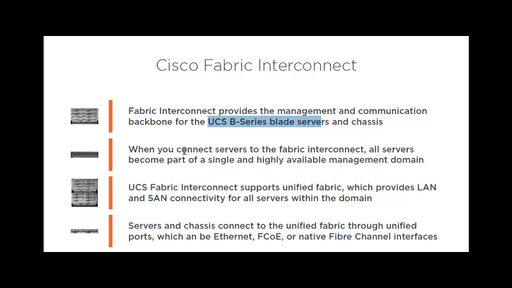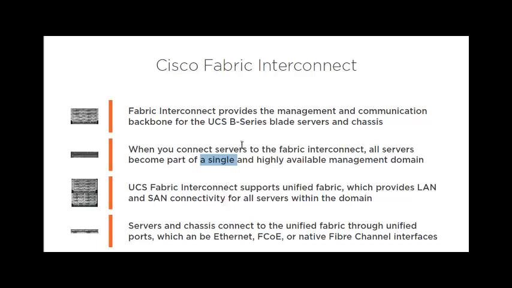Not only that, when we connect the server to the Fabric Interconnect, all servers become a part of a single and highly available management domain. So we got the single graphical user interface via which we are going to configure the B series and C series servers. So we are trying to understand the role of Fabric Interconnect here. The first thing is it communicates with the servers connected to the Fabric Interconnect, it pushes the policies and so on. It helps to manage the servers. Not only that, we need not jump between servers. It provides a single pane of glass for management.